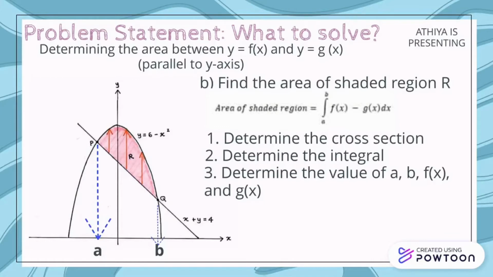The upper function is the function that touches the top of the arrow. Meanwhile, the lower function is the function that touches the bottom of the arrow. After substituting the values into the equation, we can use integration to get the shaded region R.